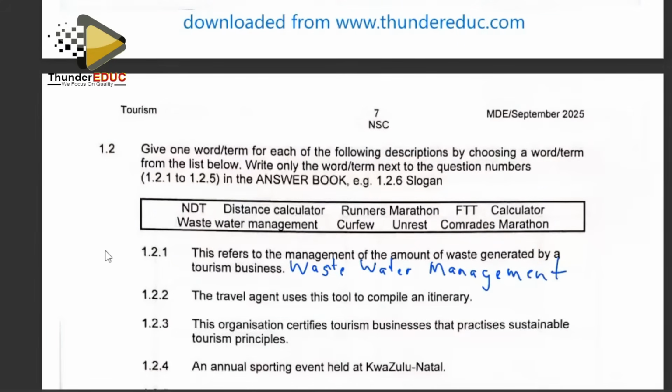Then 1.2.2, the travel agent uses this tool to compile an itinerary. When you're compiling an itinerary, obviously you need to know the distance which is involved. So this is called a distance calculator.